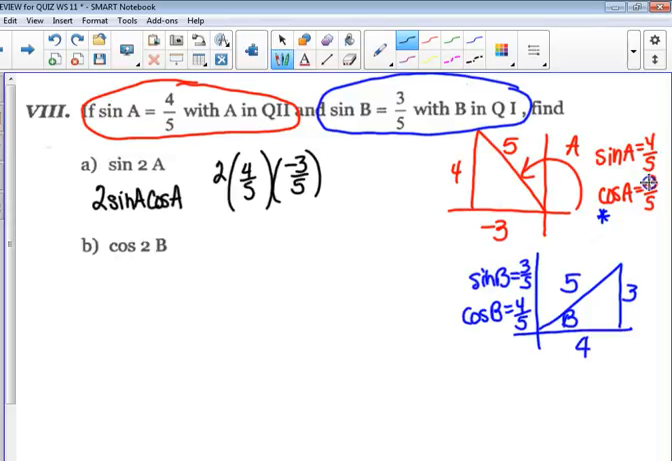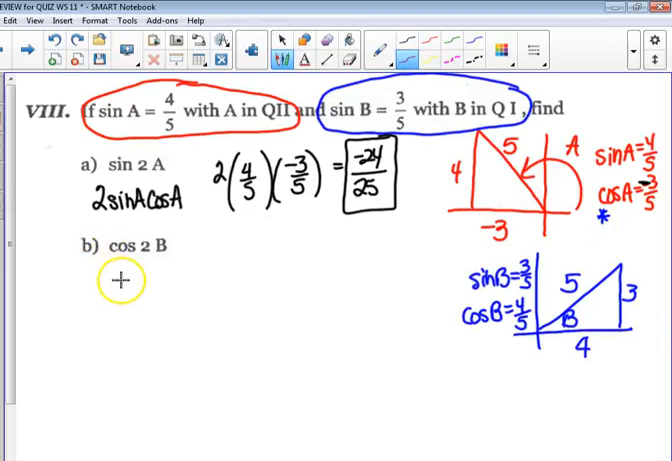Okay, so we had this one was -3/5, and that one was 4/5. So we get -24/25. That's it. All right, I'll try to be a little more coherent on this one.